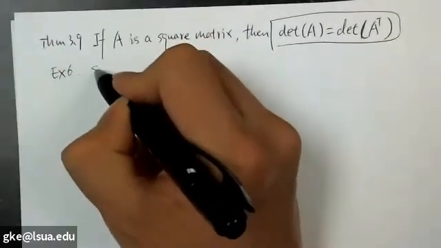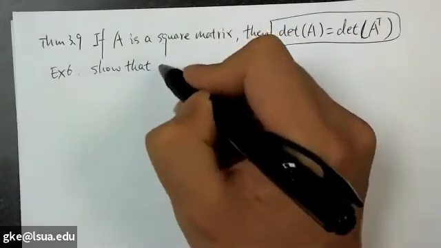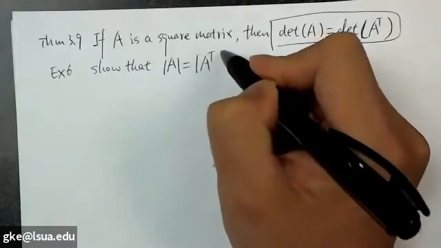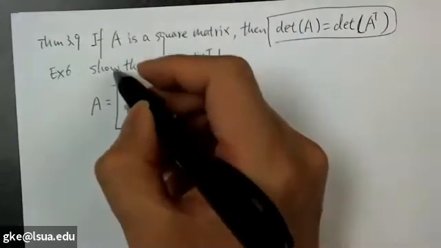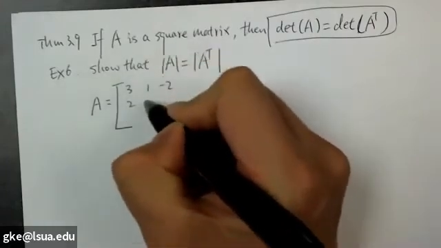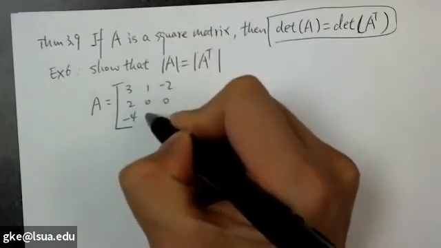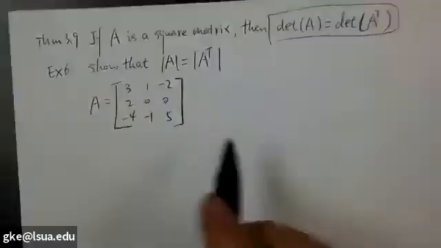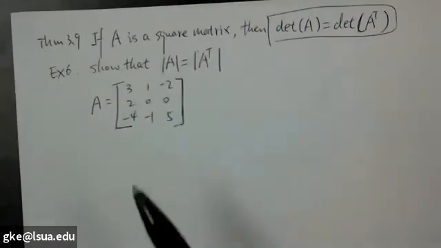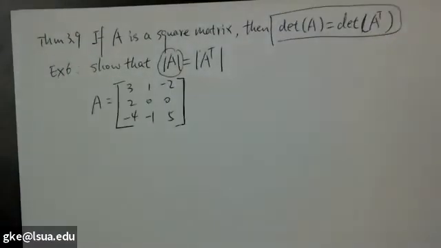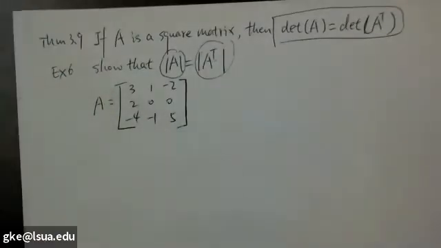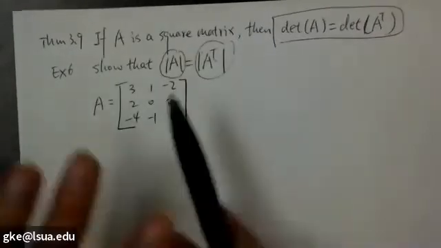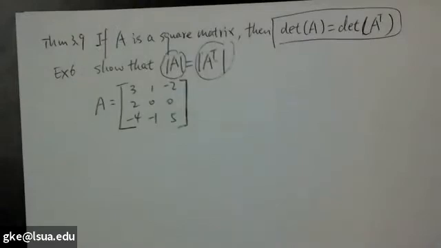Now I want you guys to show that the determinant of A equals the determinant of A transpose. A is 3, 1, -2, 2, 0, 0, 4, -1, 5. Now prove that. So how to prove it? You need to calculate the determinant of A, and also calculate A transpose, then take its determinant. If these two equal each other, then we have shown it, right? Did you guys take the proof class before? Great, so you know how to prove.